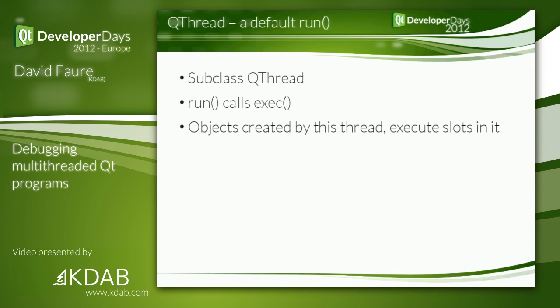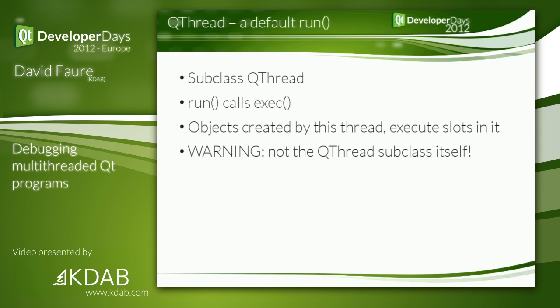where are my slots executed? For any object that is created by this thread, the slots will be executed in the thread. That is fine. That's exactly how it's defined. Now, the trick here is, if you put these slots in the QThread object itself, you have to realize, okay, who created the QThread object? Oh yeah, the main thread, which means the main thread is going to execute your slots. And that's exactly what you don't expect in this kind of code.